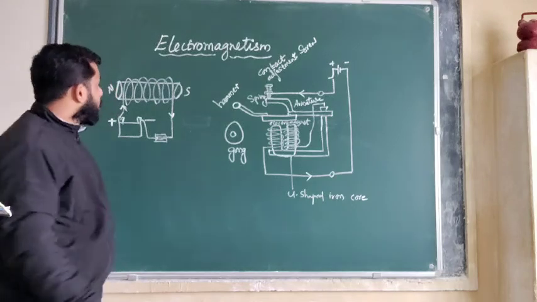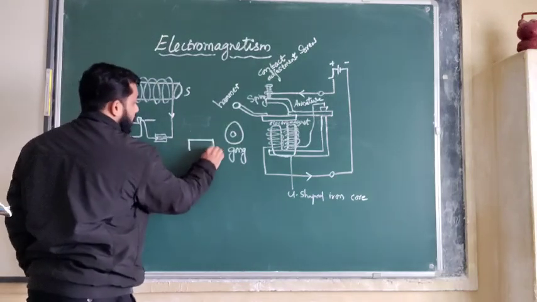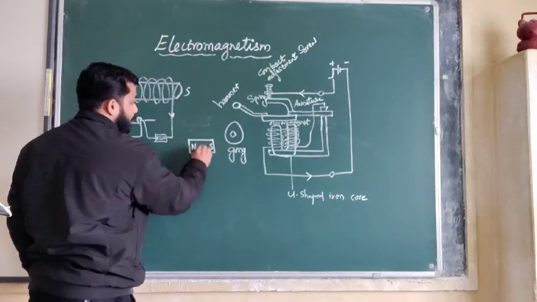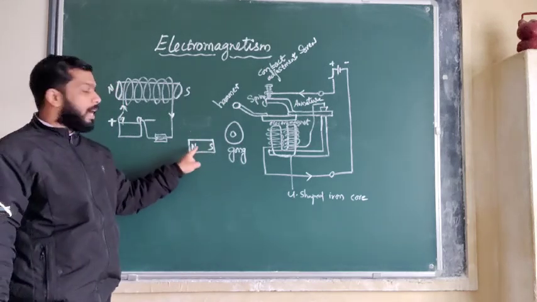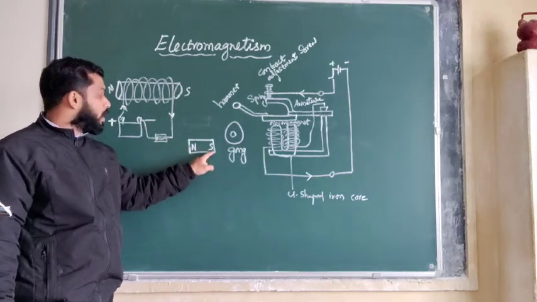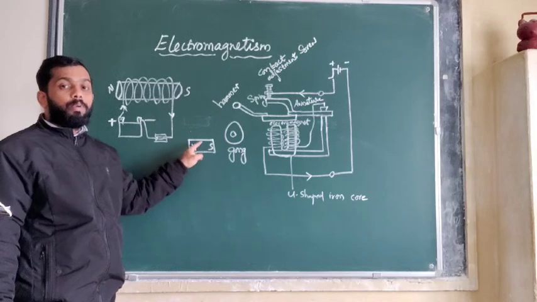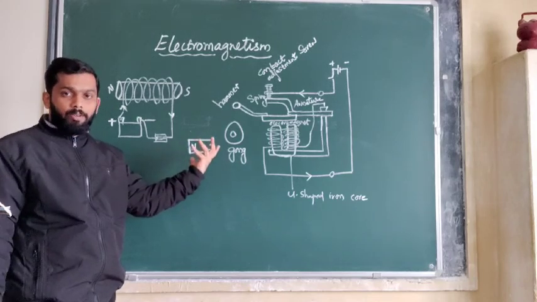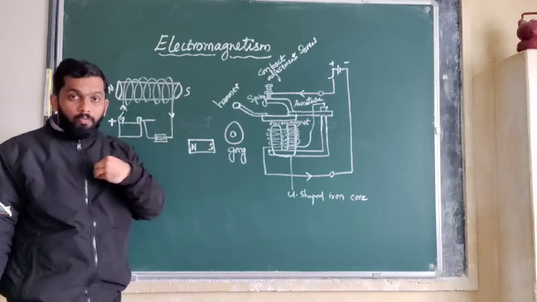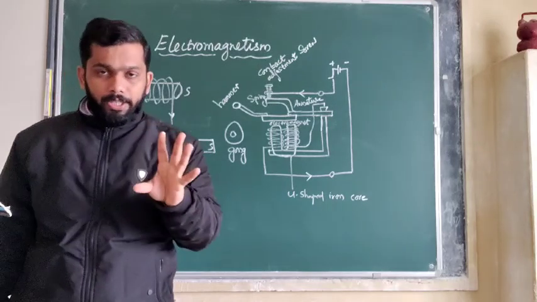But a permanent magnet has north and south poles that are fixed. That means we are not able to change the north pole to south pole and south pole to north pole. We can rotate the magnet, and that is the only way we can change its polarity.